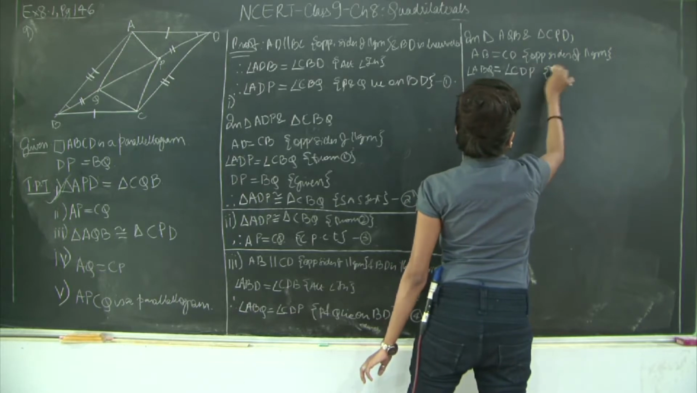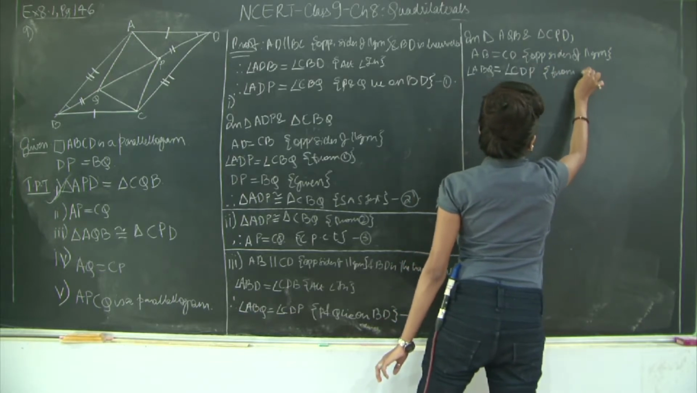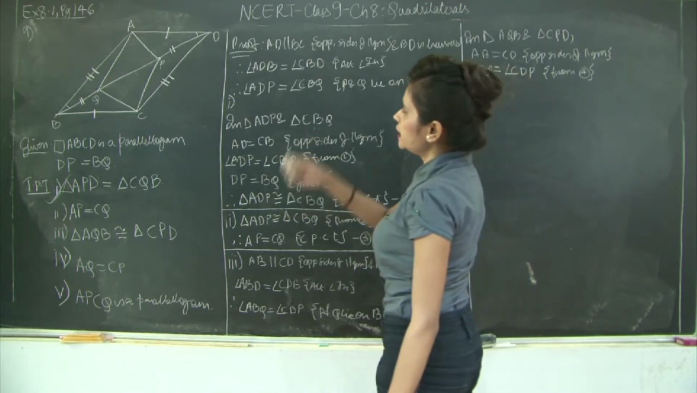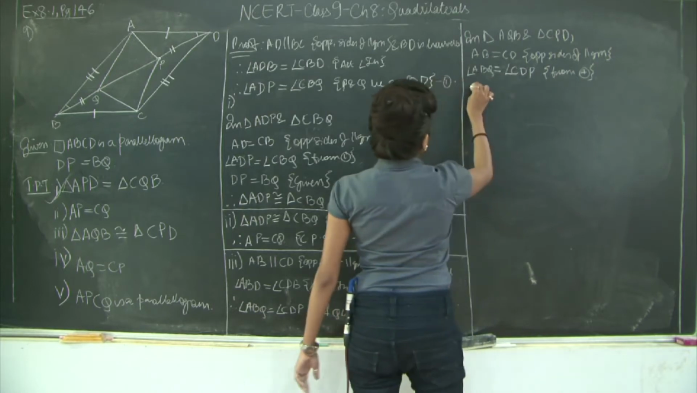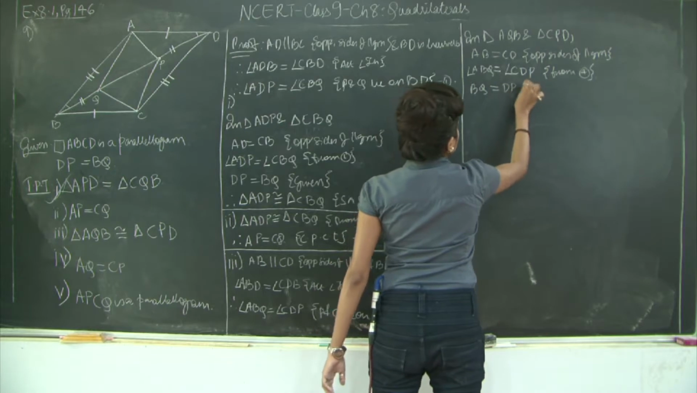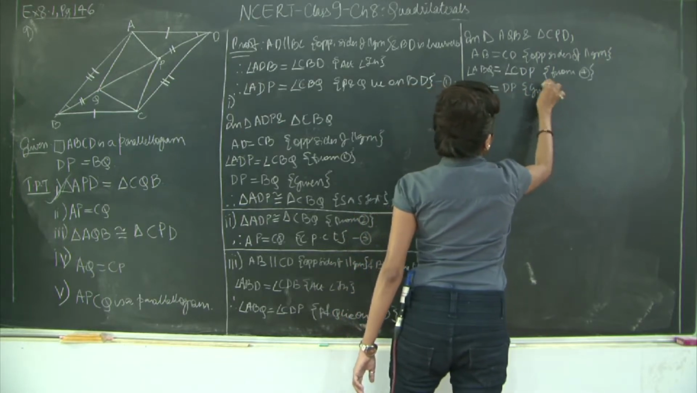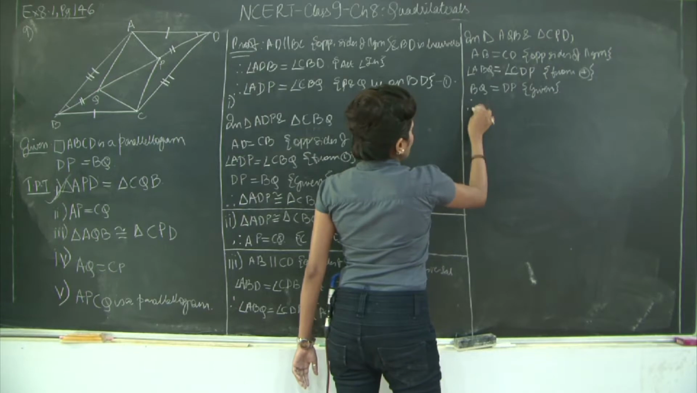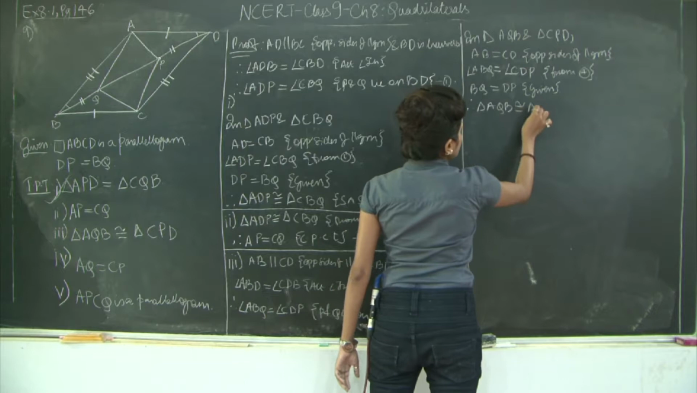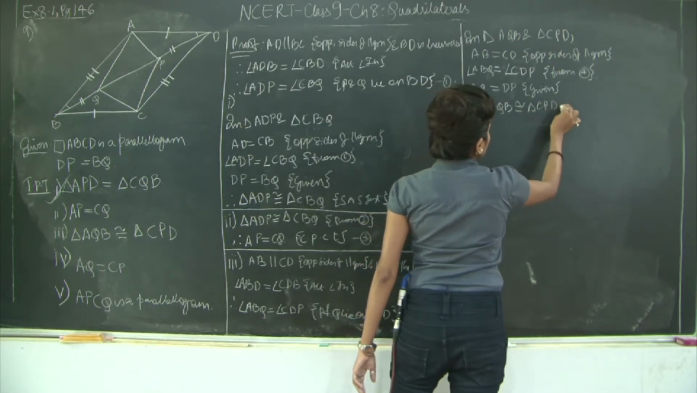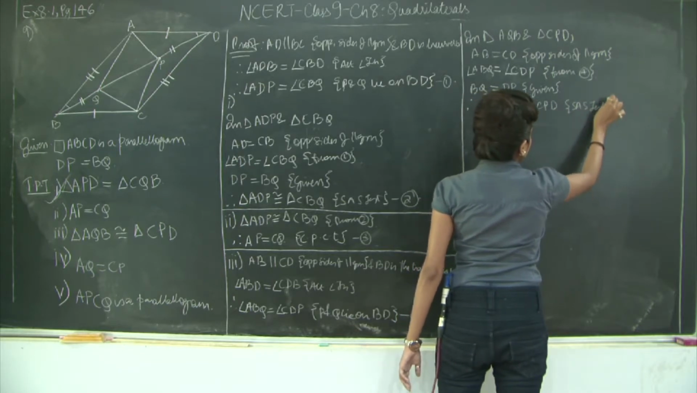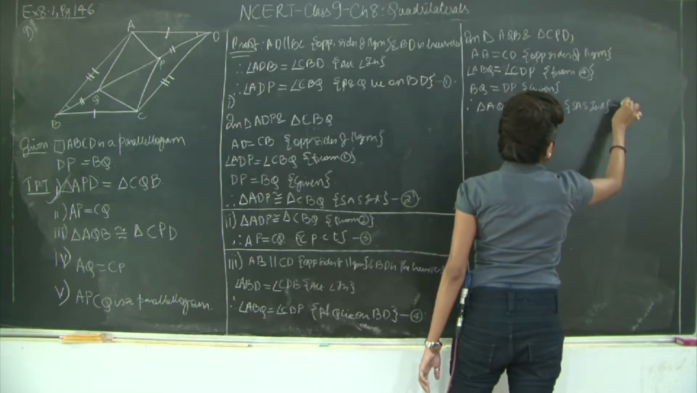I will say from 4. And also, what do I have equal? I have BQ and DP equal to each other. I have BQ is equal to DP. This is given. Therefore, triangle AQB is congruent to triangle CPD by side angle side test of congruence. Let's mark this as 5.